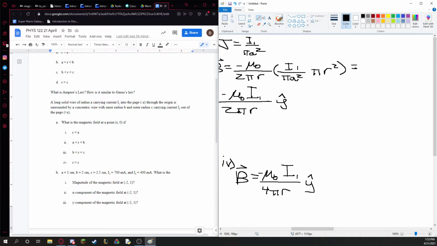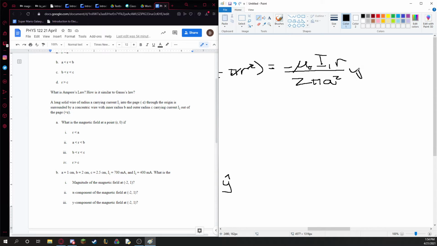That ends up becoming, pi cancels out here, one r cancels out. We get negative mu naught I1 r over 2 pi a squared, y hat direction. All right, nice and easy. It's basically Gauss's law all over again for currents.